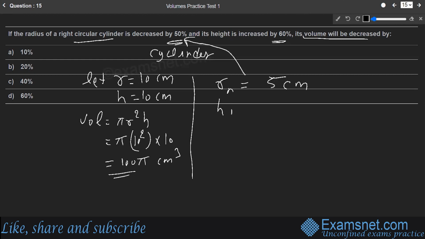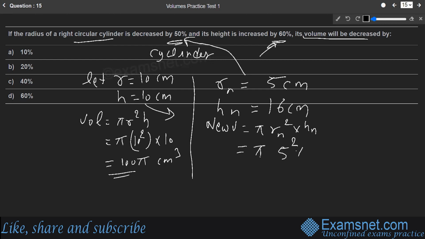And what about the new height? He's saying the height is increased by 60%. 60% of 10 is 6, so it is increased by 6. So it becomes 16 centimeters. So these are the new radius and new height. Let us find out the new volume. New volume will be pi rn square into hn, that is new radius and new height, is equal to pi into 5 square into 16. If we solve this, this becomes 25 into 16, that is 400 pi centimeter cube.